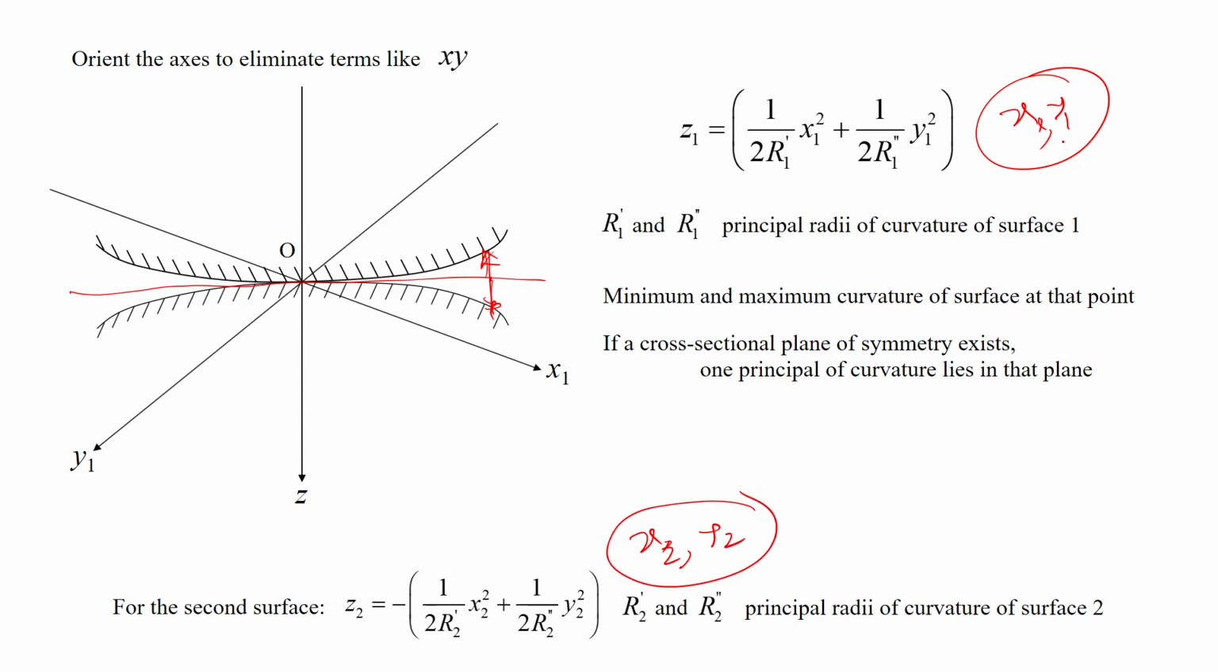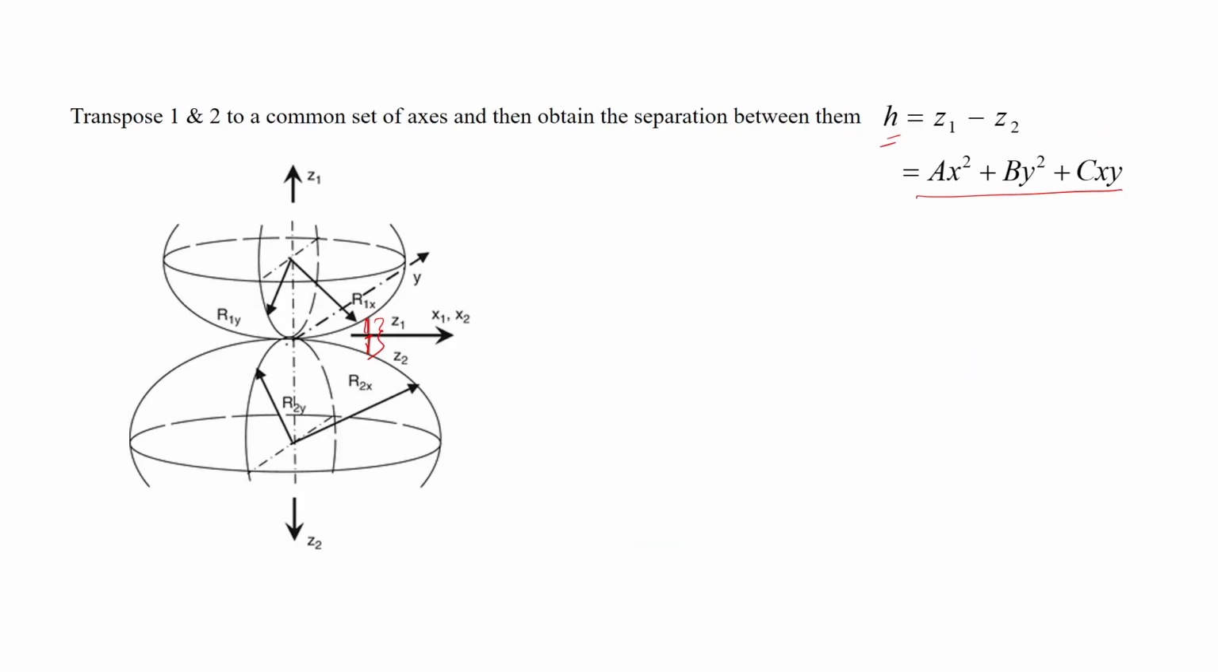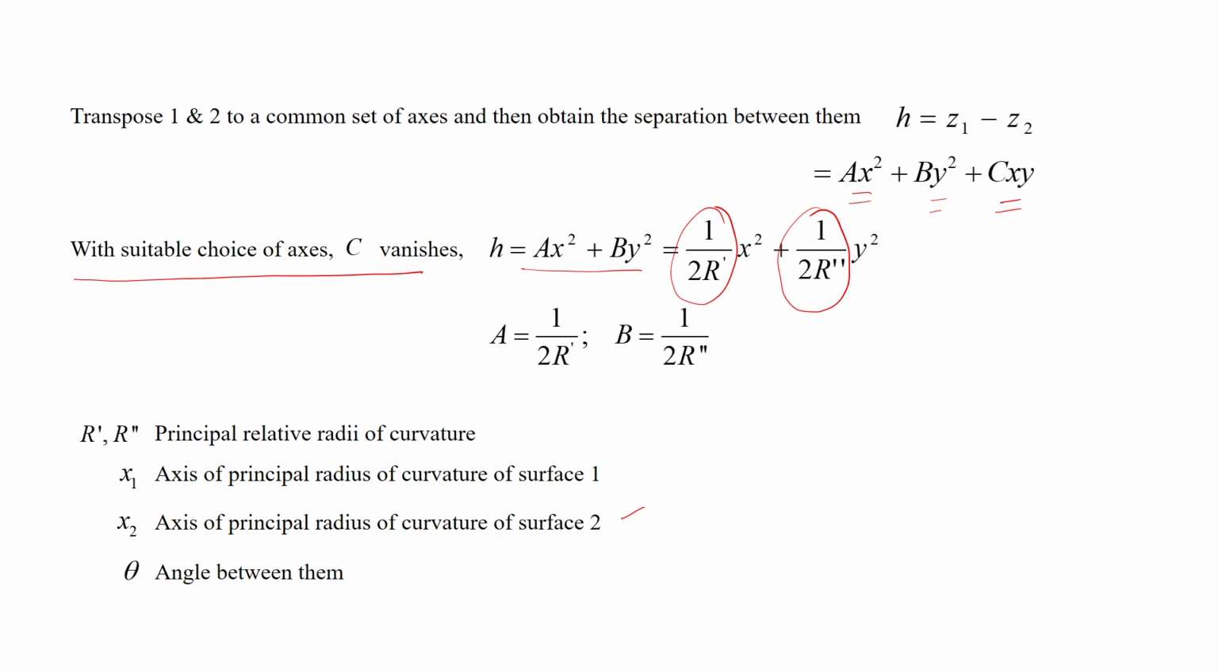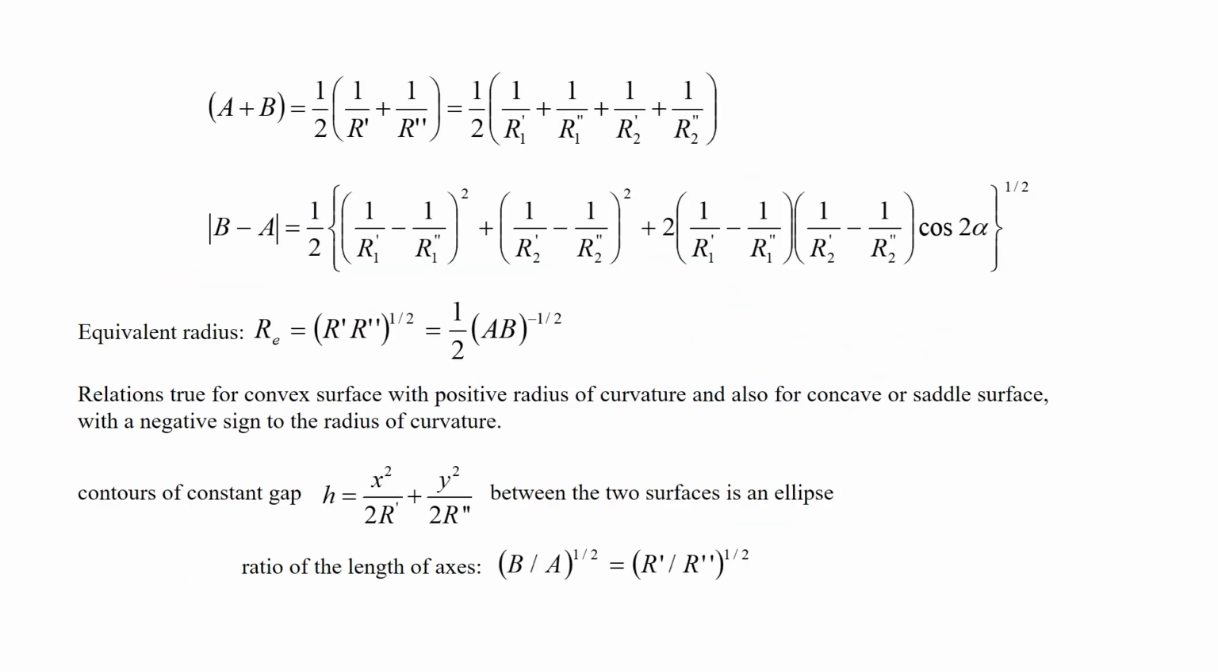So, in the x1 y1 coordinates the principal radius of curvature occurs for surface 1, and in x2 y2 the principal radius of curvature occurs for surface 2, and the principal radii of curvature are given as r2 dash and r2 double dash. And now we have the principal relative radii of curvature, at which this c term is 0, and we have the relative radii of curvature r dash and r double dash. These can be expressed in terms of r1 dash, r2 dash, r1 double dash and r2 double dash, and that is what we are writing over here.